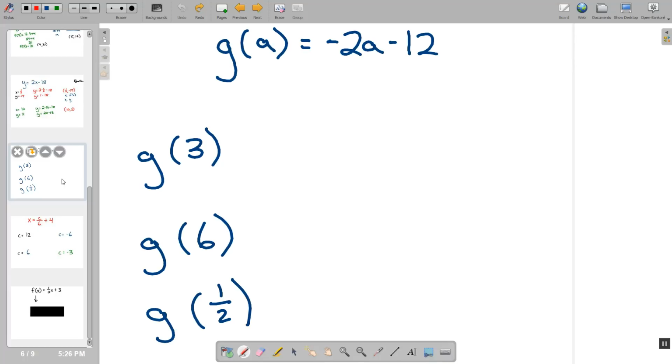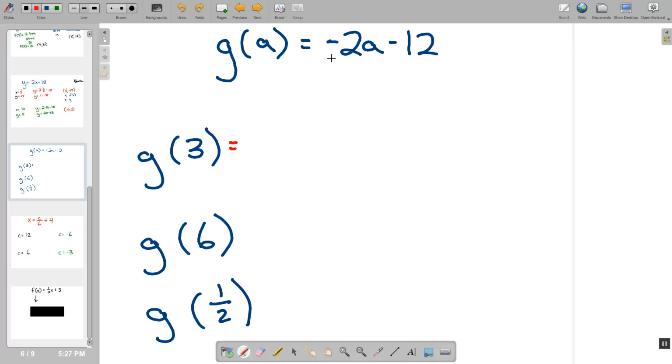Take the function g of a is equal to negative 2a minus 12. What this means is when we're splitting our function in half, when we insert the a here, we replace every single a in our equation or our function with that number. Therefore, g of 3 means replace a with 3 and see what your output ends up being.